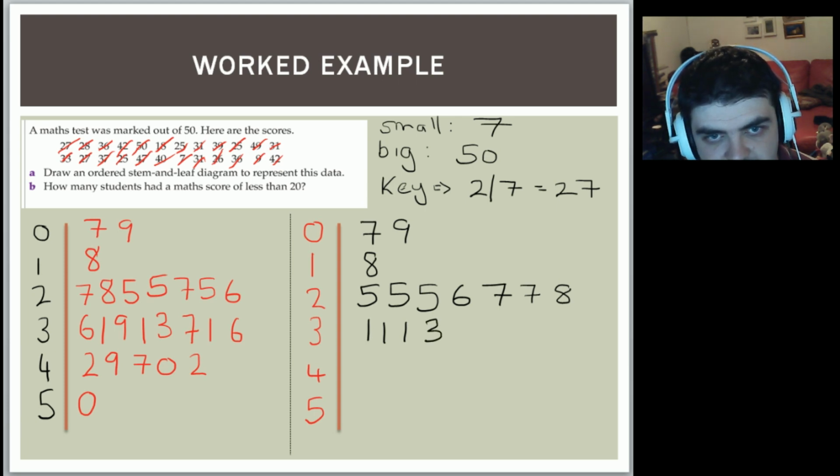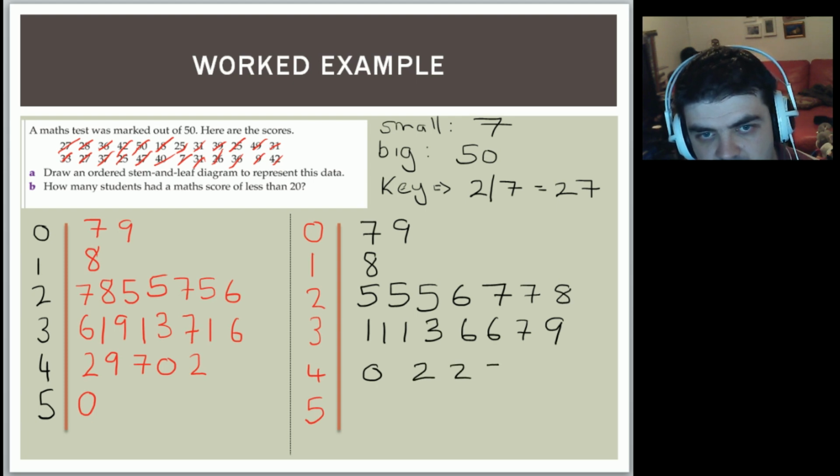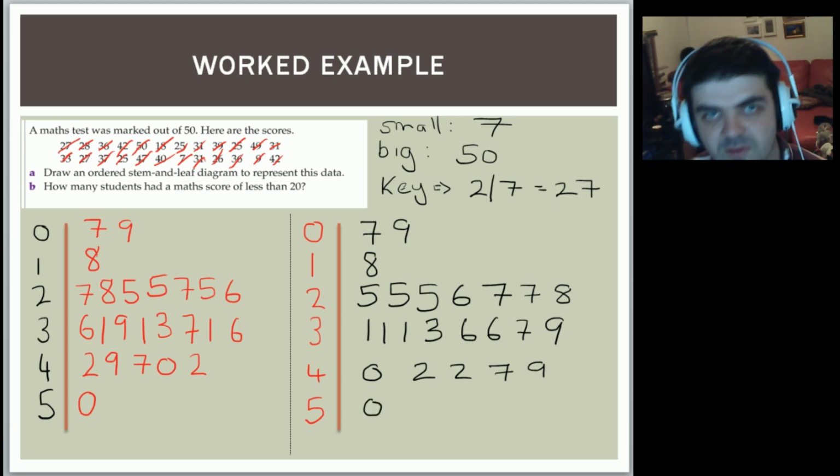a 3, 2 6s, a 7, and a 9. In the 4s, we'll have a 0, 2, 2, 7, 9, and 1 in the 50s.